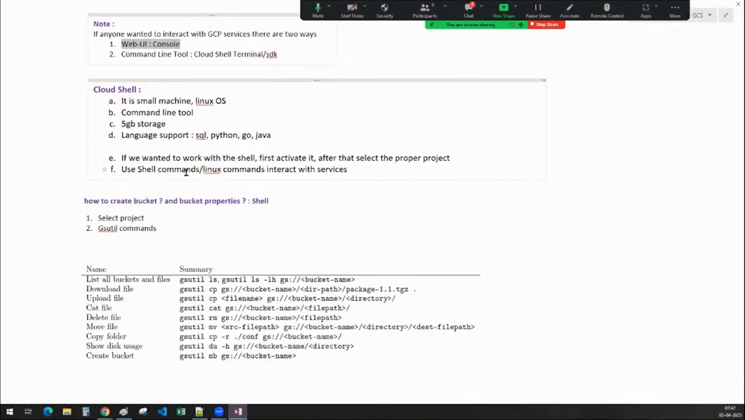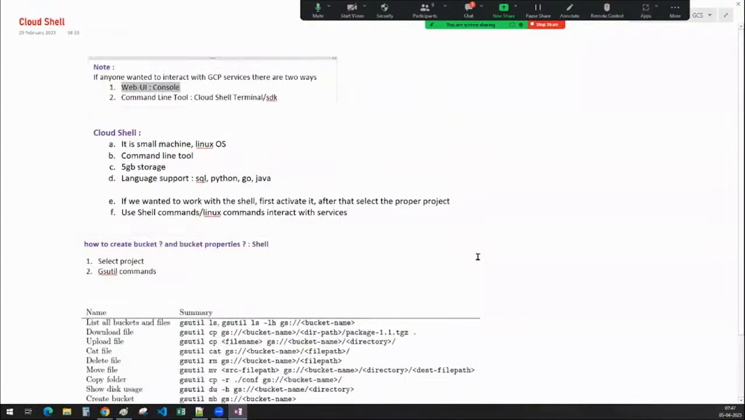Those commands will be available. I will tell you how to do that, because I have listed them here. Okay, one by one we will see. We need not hurry. We are not in a hurry, guys.